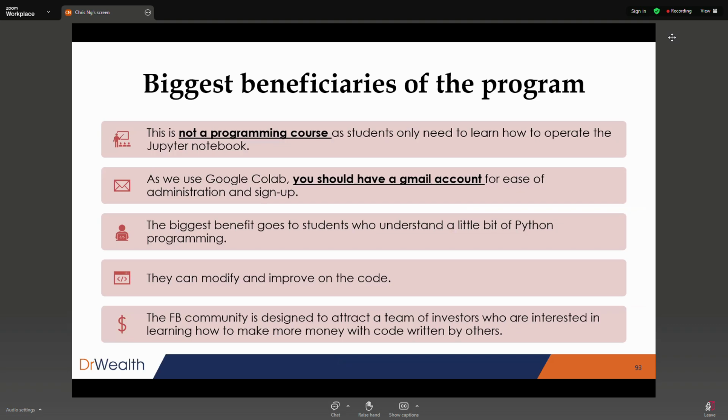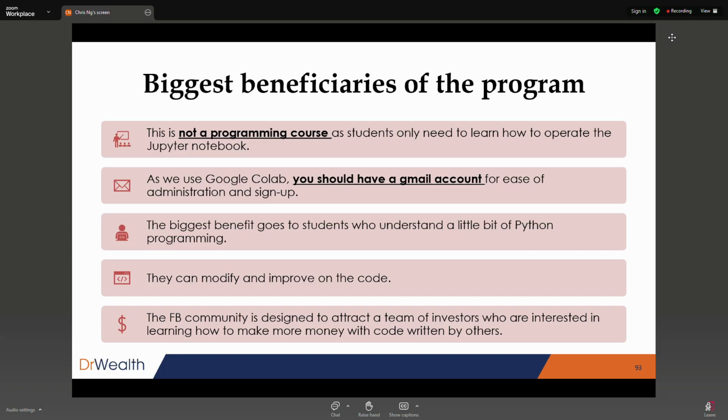Okay, so who are the biggest beneficiaries of the program, right? This is not a programming course. Students need to learn how to operate a Jupyter notebook, right? Which is a program I've shown you just now. Just click play, right? If you want to benefit from the program, you should have a Gmail account, obviously, so that for Google Colab, you log in using your Gmail account, right? So you don't need to really sign up if you already have a Gmail account.